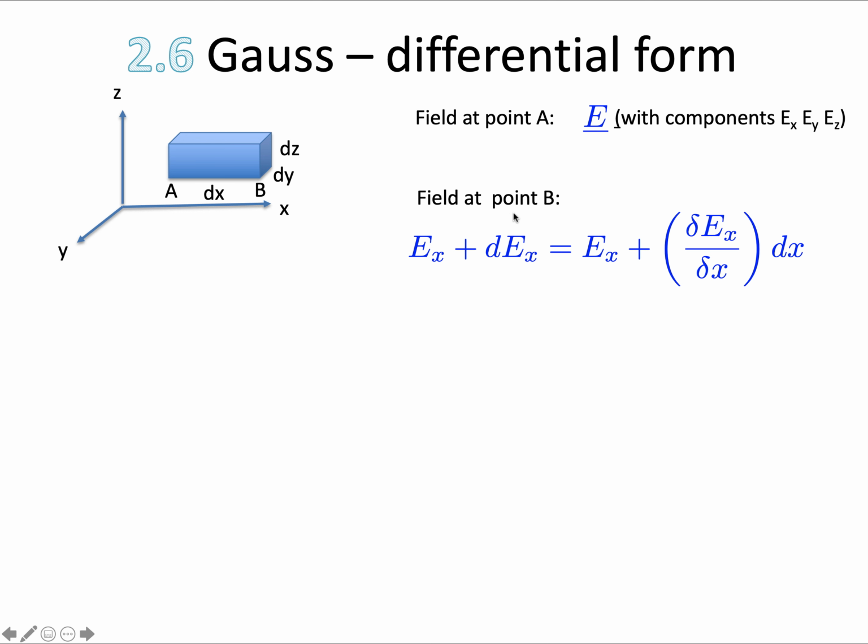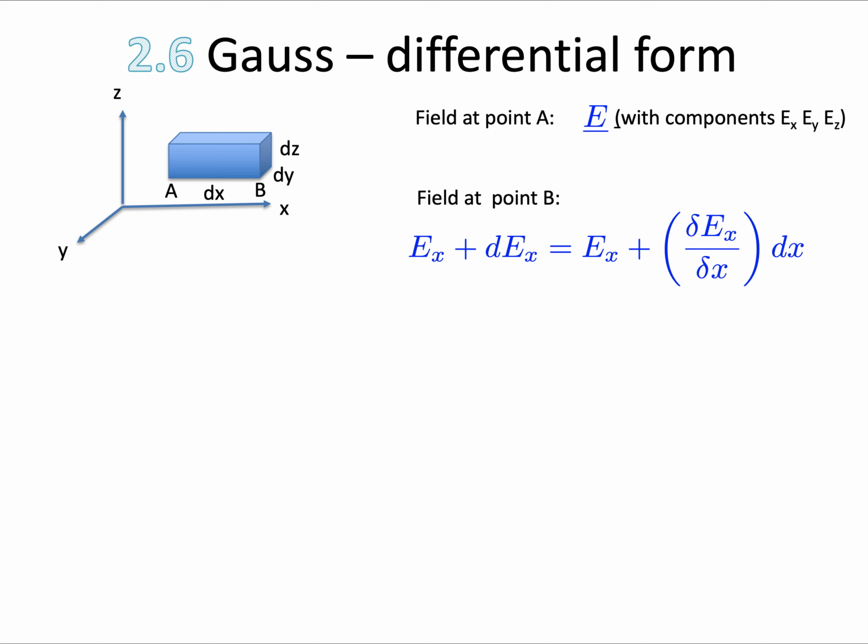So the electric field at point B will be the electric field at point A plus any difference in the electric field that happened between point A and point B. So we can also write this as the partial differential of E in the x direction, so the rate of change of E in the x direction, times the distance that we've gone in the x direction. So that's the electric field at point B.